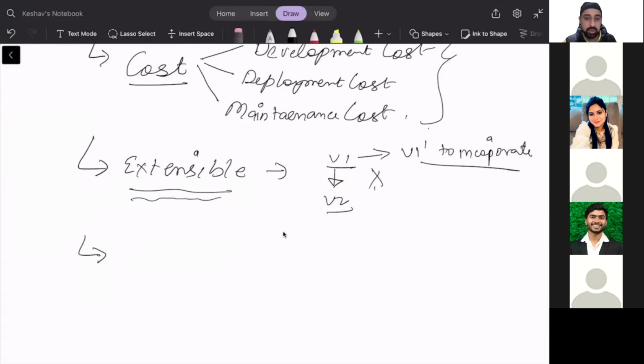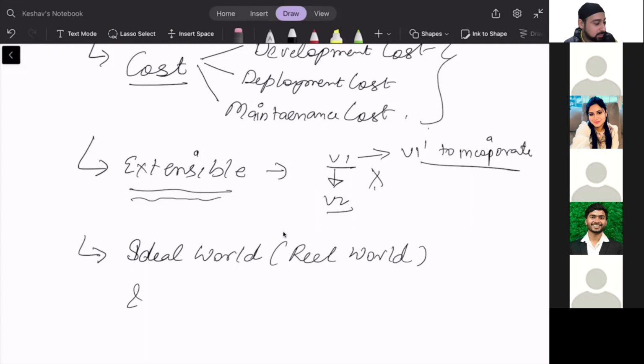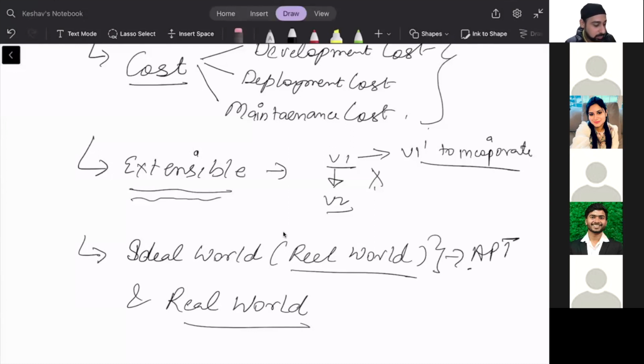The third thing is, there is something called the ideal world, and there's something called the real world. So the ideal world would be the correct or the most apt design that comes into play. But the real world is the design that actually comes to life.